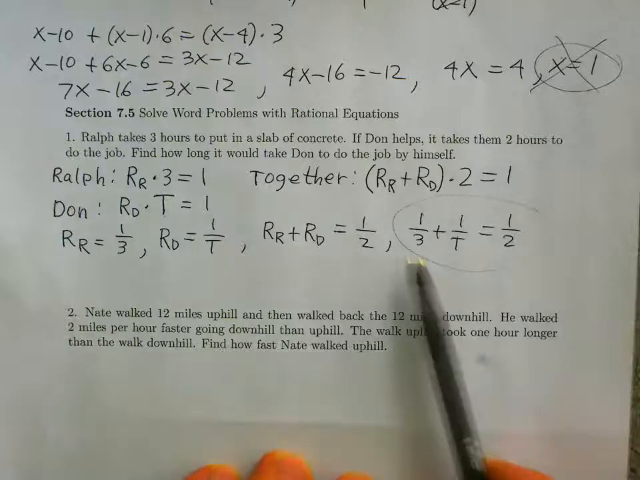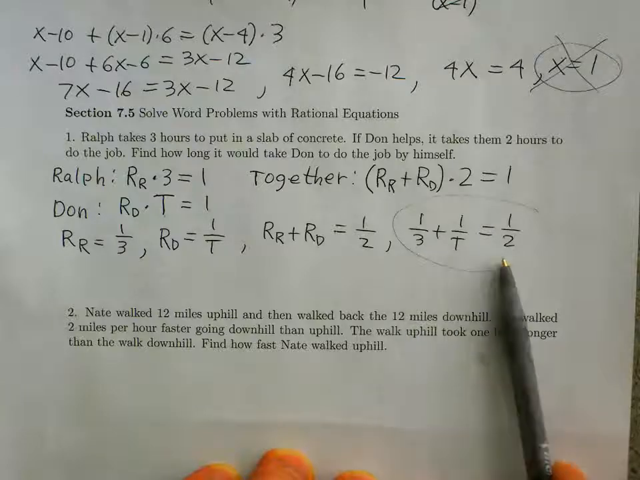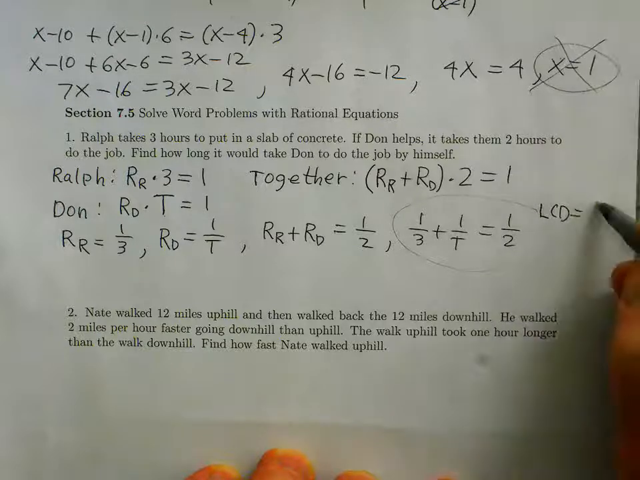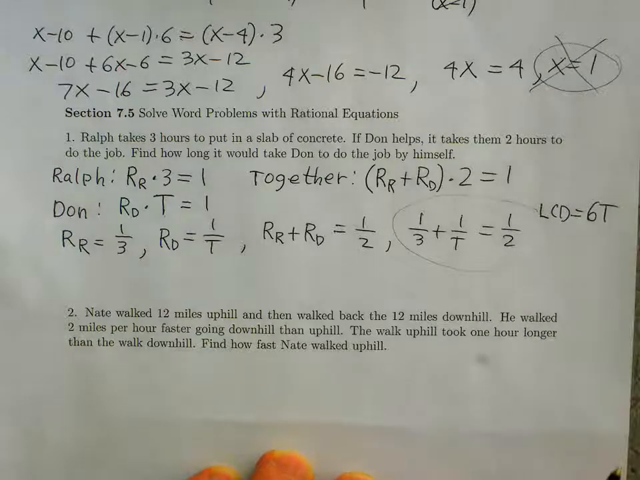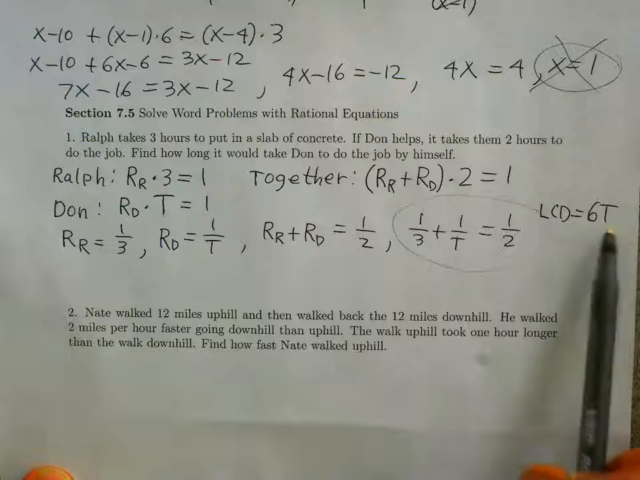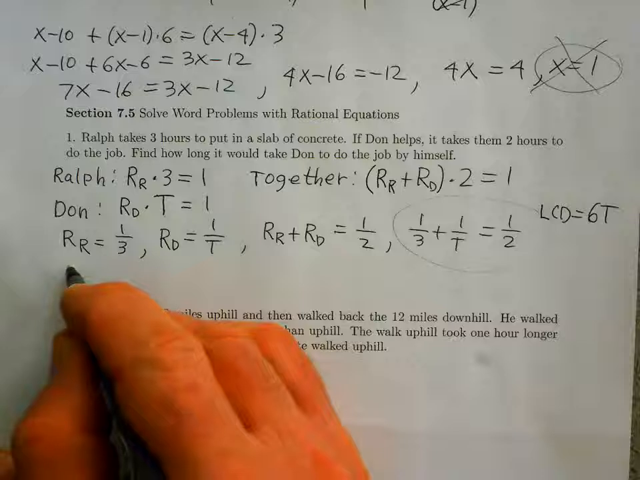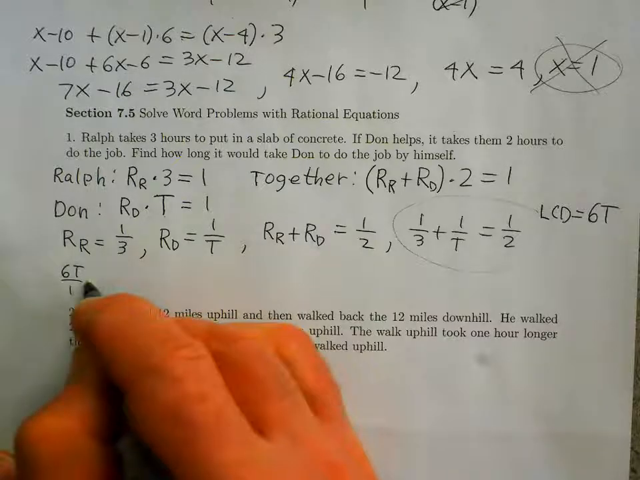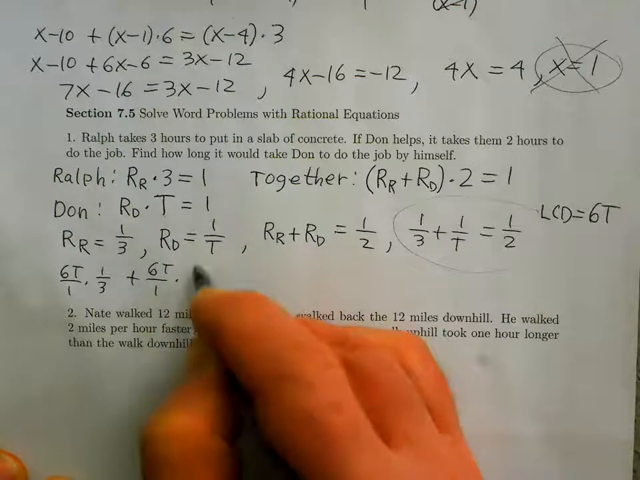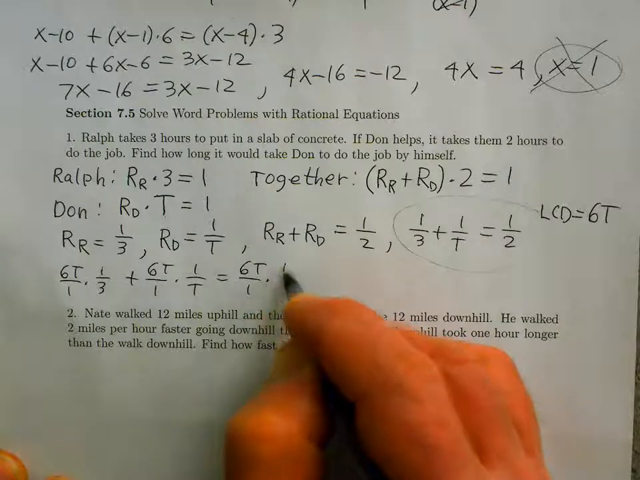But we do want to find the least common multiple of the denominators. The denominators are 3t and 2. So the least common denominator is 6 times t. And then we're going to multiply every term on both sides by the least common denominator. So 6t over 1 times 1/3 plus 6t over 1 times 1 over t equals 6t over 1 times 1/2.